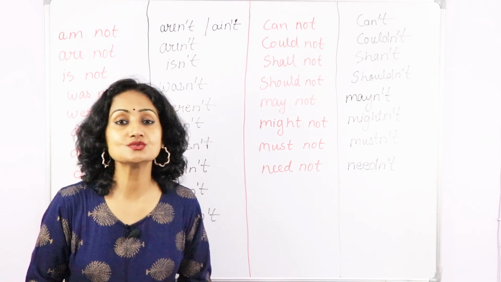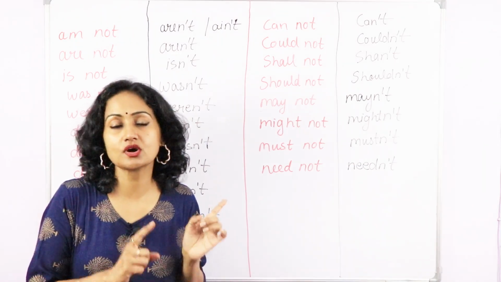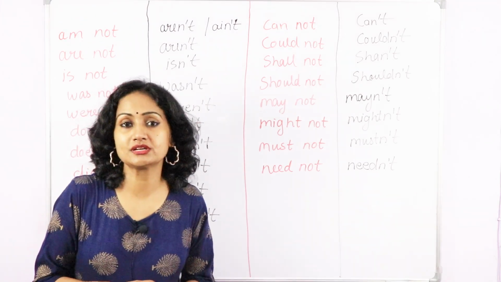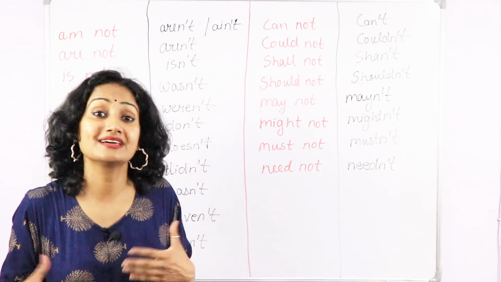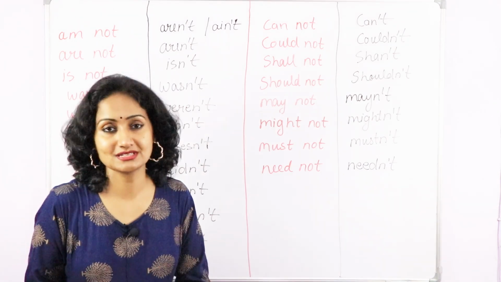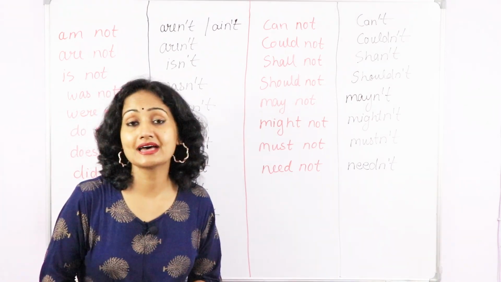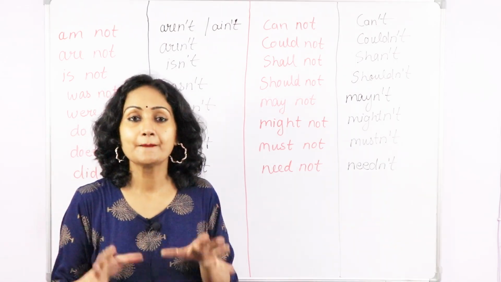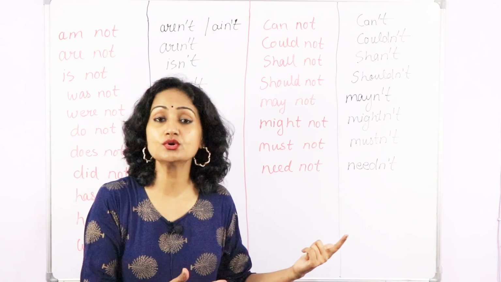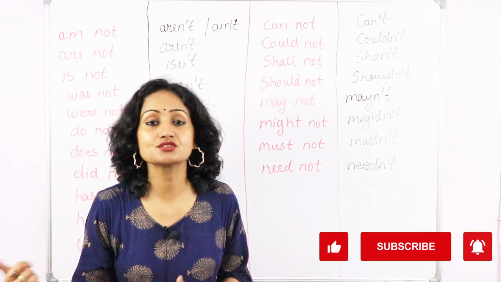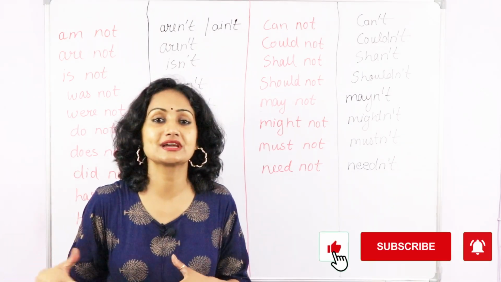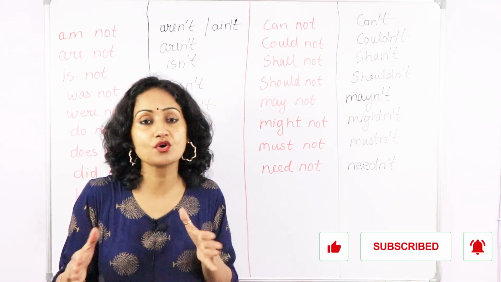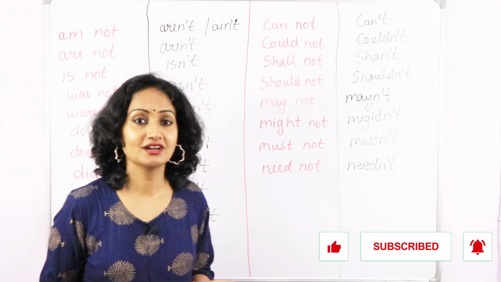But I would say don't use ain't at all, because it is not considered to be good English. If you use ain't, it might sound that you are not very good at it, or you don't have command on this language. Ain't can be used as am not, are not, is not, has not, have not, but don't use it. I'm telling you because if someone else uses it, you should know what the other person is trying to say. If you want to use a contraction for am not, then use aren't.